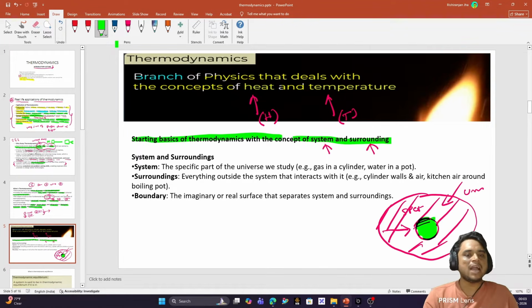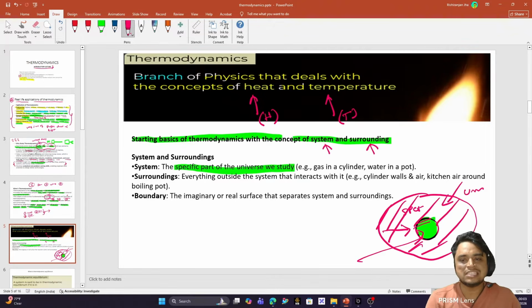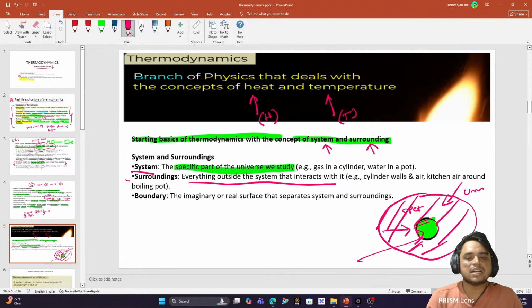Let me explain it in simple words. Whatever specific part of the universe that we study, for example Earth, is called the system, and everything outside the system that interacts with it is called the surrounding. So hope you are clear with the concept of what is system and what is surrounding.